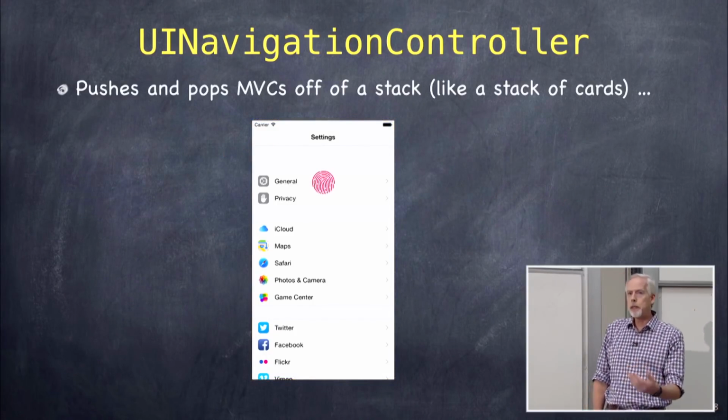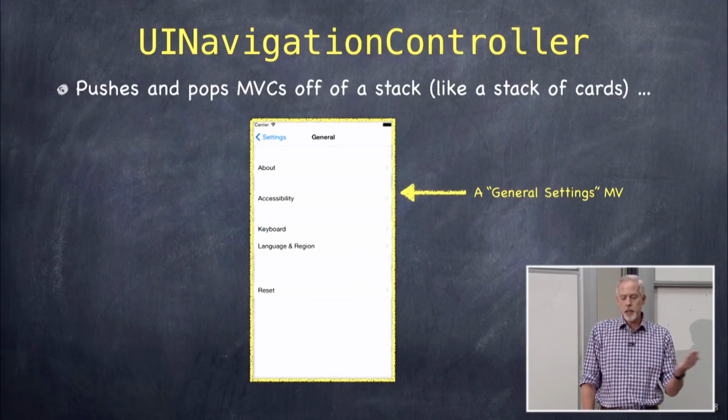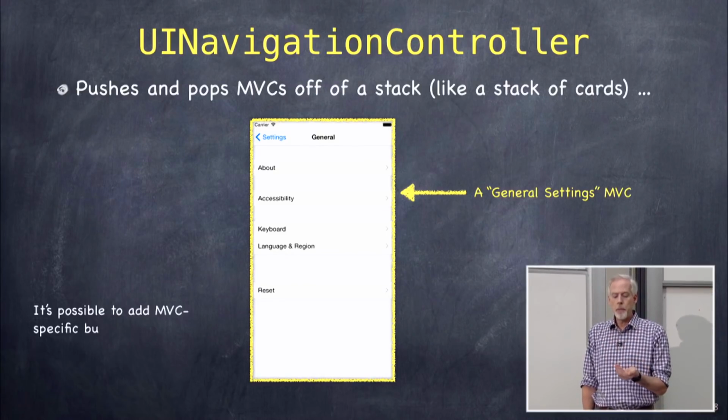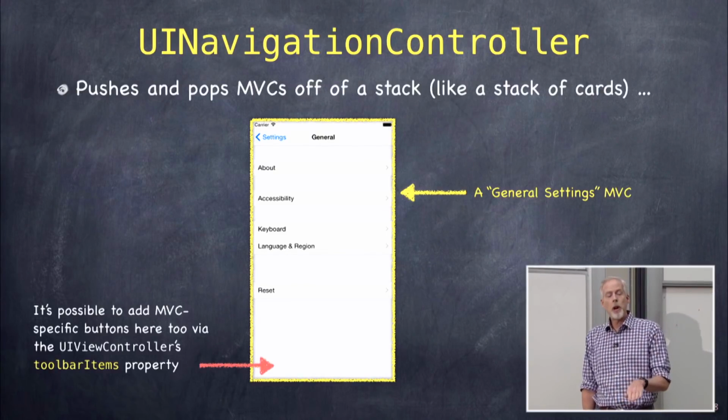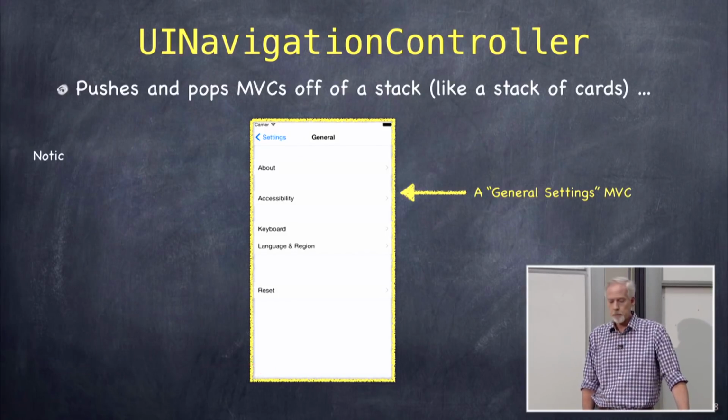So if I then click on something, this is a table view here. We'll talk about table views next week or the week after. If I click on something here, then a new MVC slides in, animates in on top. Okay, now there's two cards on this stack. The All Settings one, which is now behind, we can't see it, and this new one that's on top. Of course, by the way, you can also have toolbar items at the bottom using the toolbarItems of a view controller. So those toolbar items would come and go as new ones come on the stack.